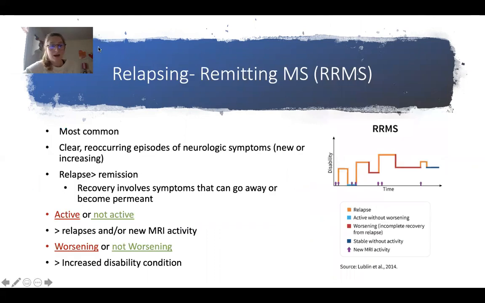Relapsing remitting MS is the most common type of MS, and it has clear, recurring episodes of neurologic symptoms that are new or increasing with disability. There will be a relapse, and after the relapse there is a remission in which there is recovery of your symptoms. Some of them go away, but they might not all go away, and that can make them permanent symptoms. And then it can be characterized as active or not active, which is relapse with new MRI activity, or worsening or not worsening with increased disability condition.